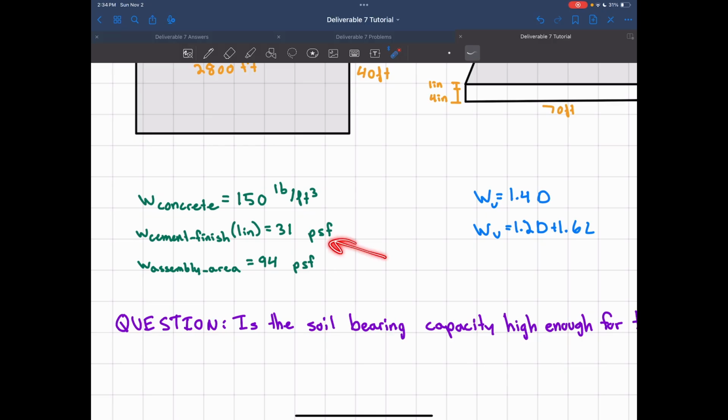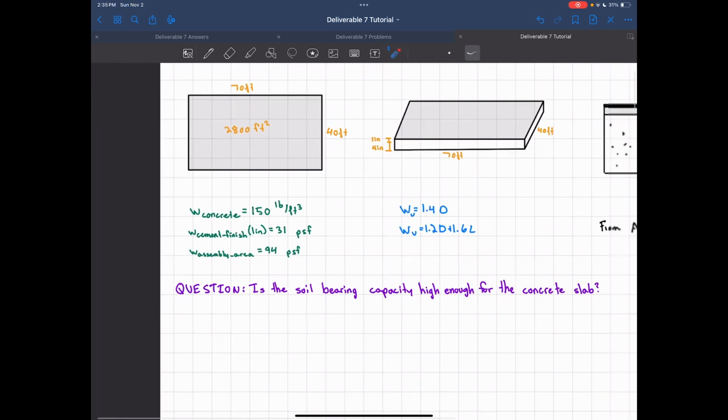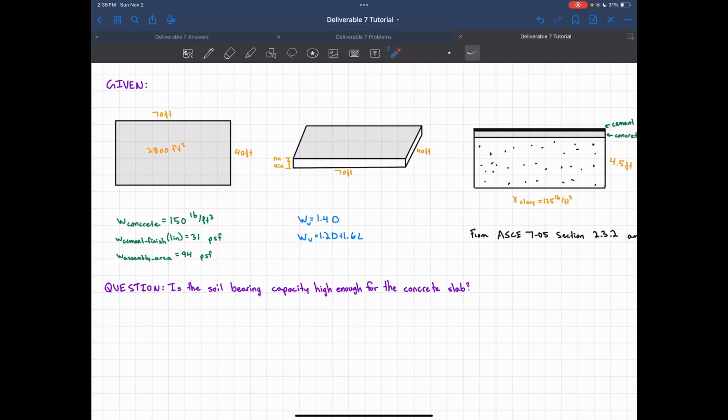We also have the cement finish given as a pound per square foot. So that would be a stress, right? Pound per foot squared. And we're also given the weight of the assembly area. So our concrete pad is an outdoor pavilion. At least for me, I have it as an open space.